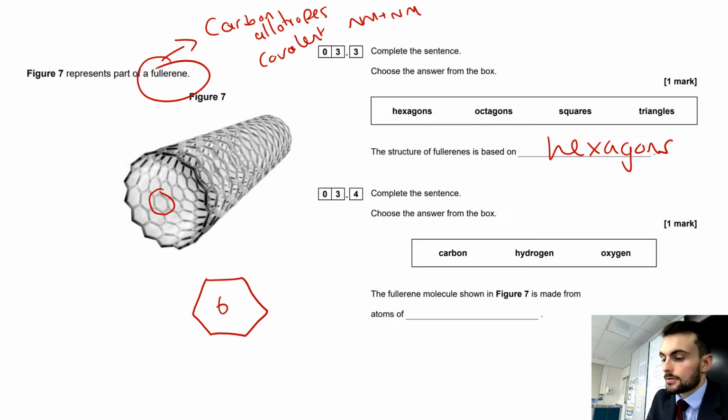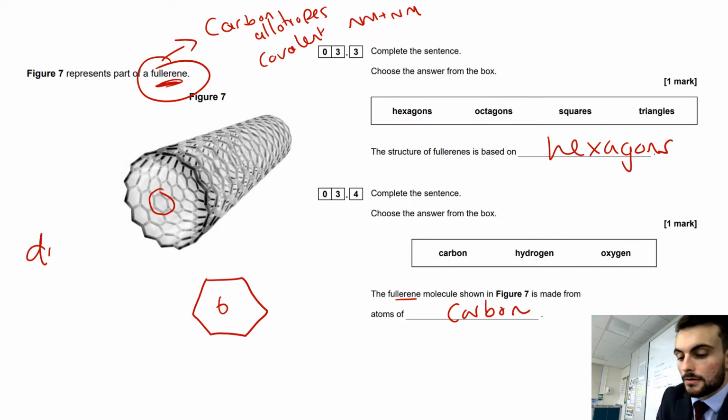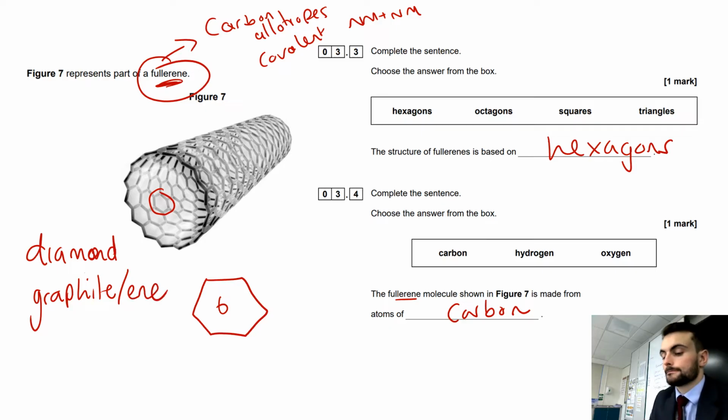Next one, complete the sentence, choose an answer from the box. A fullerene molecule is shown. Figure 7 is made from, and we talked about this before, there's only a few things you need to talk about for the carbon. You just got to remember that you've got fullerenes, you've got diamond, and you've got graphite / graphene, all made out of carbon.